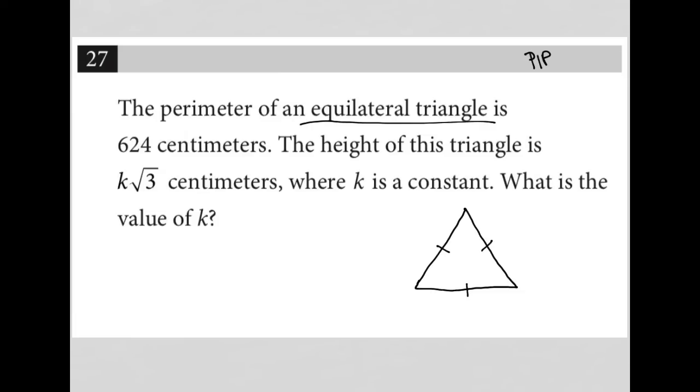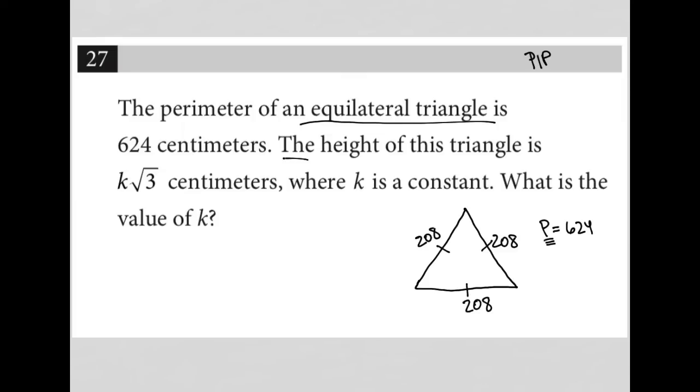So if the perimeter is 624, and the perimeter just simply means the sum of all three sides, I know that an equilateral triangle has all three sides equal to each other, so I can just take 624 and divide by 3. So I'm going to go to my calculator and do that. And I get that each side should be 208, right? In order for them to all be equal and to all add up to 624, each side of this equilateral triangle must be 208. The next sentence says the height of this triangle is k root 3.